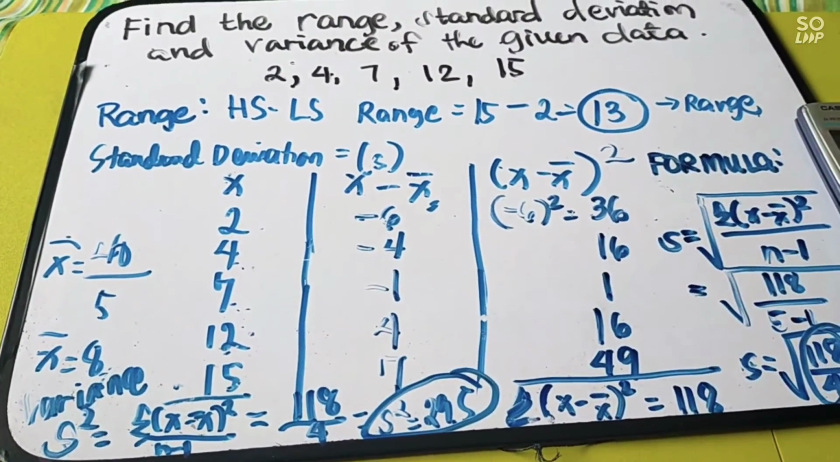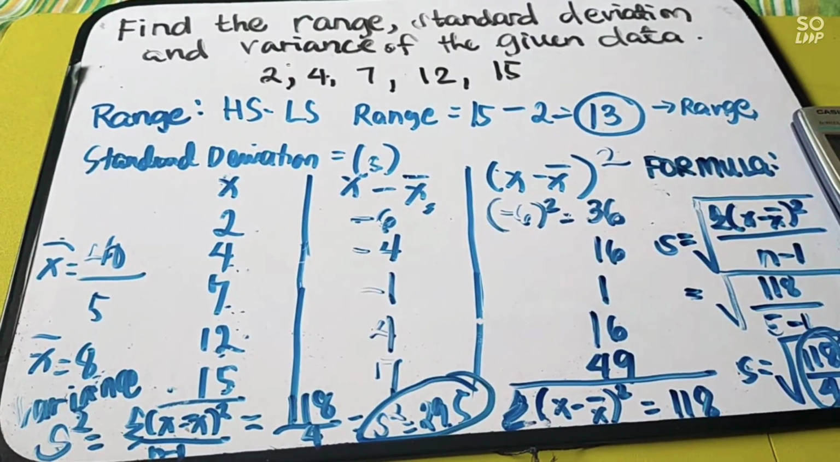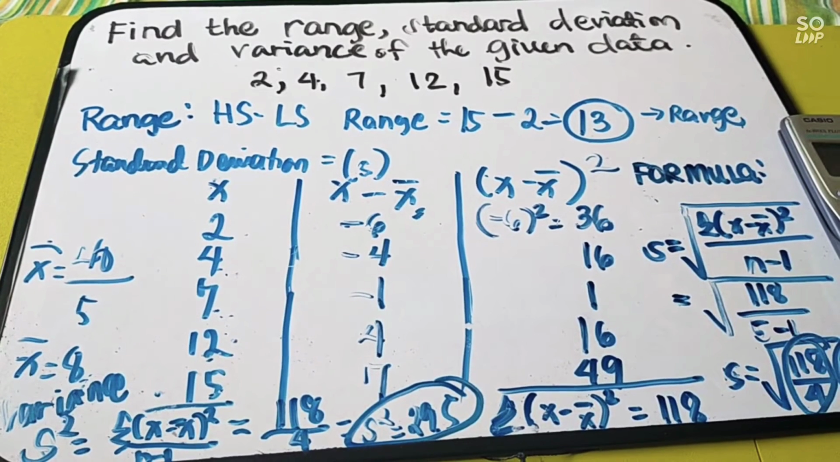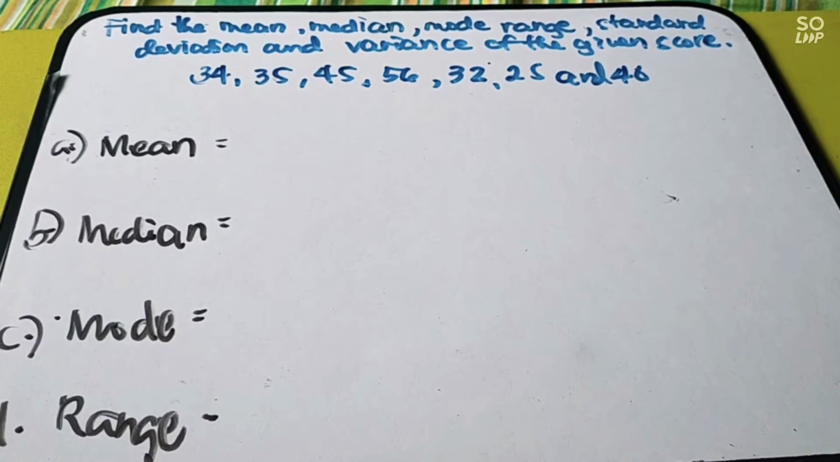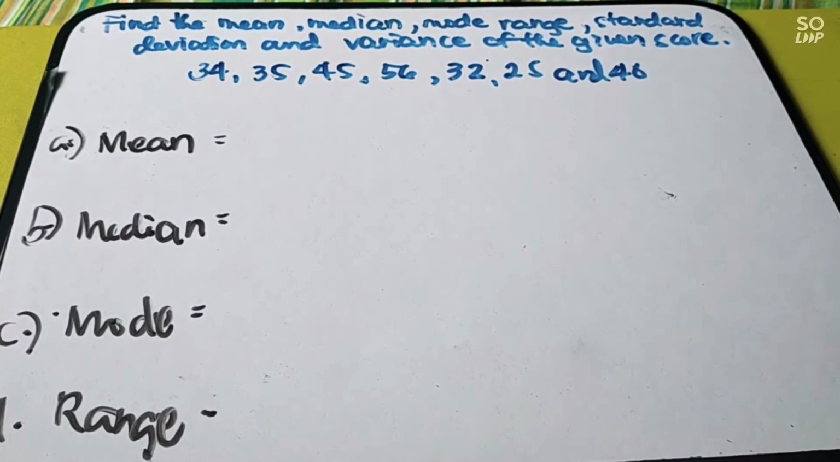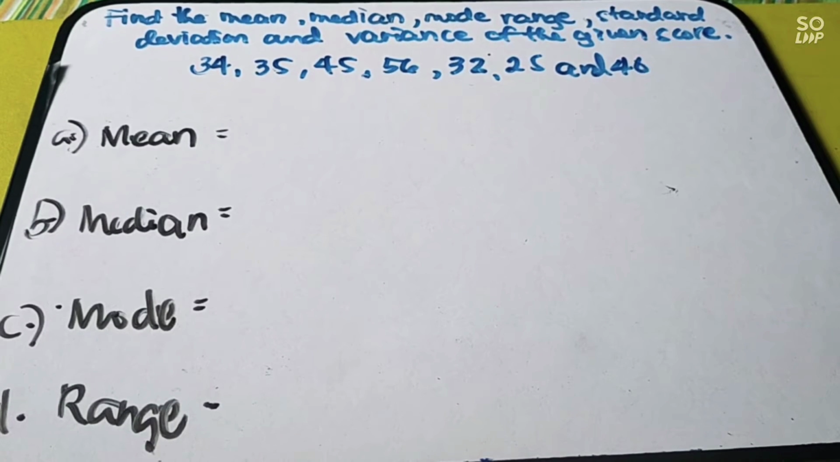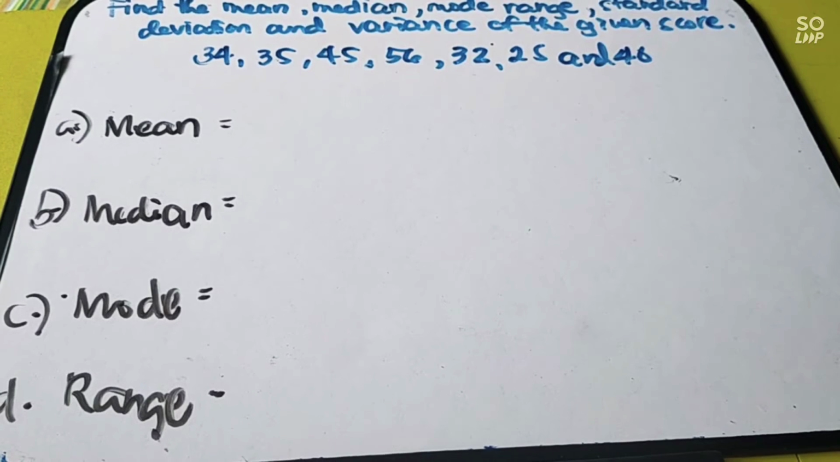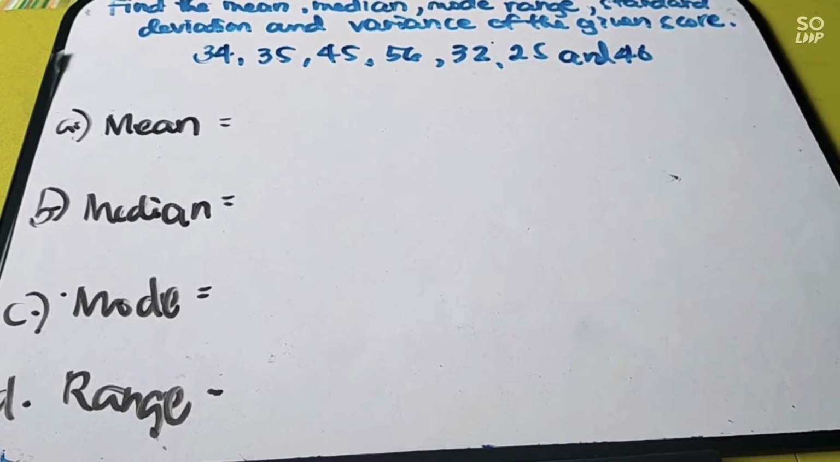Alright? So, ganun lang po siya kasimple. Is it clear? Let's have another example. Find the mean, median, mode, range, standard deviation, and variance of the given scores. We have here 34, 35, 45, 56, 32, 25, and 40.